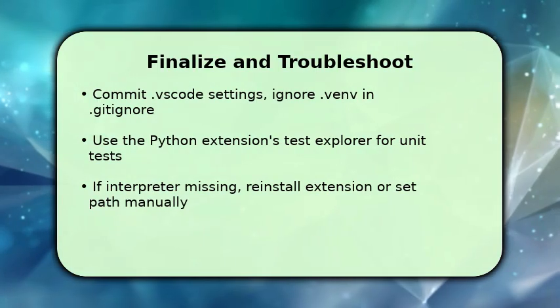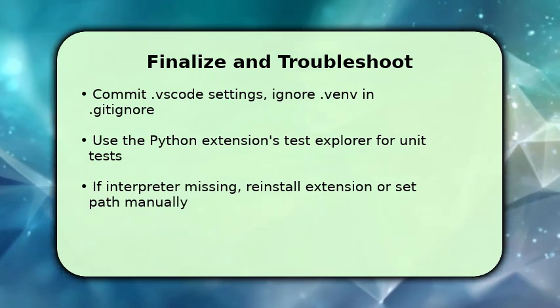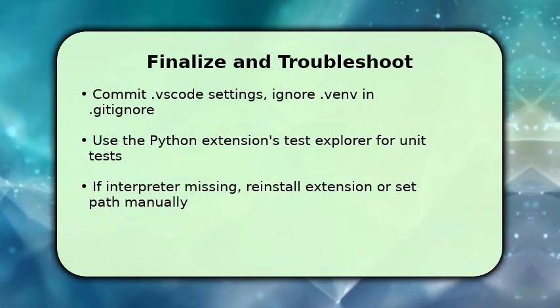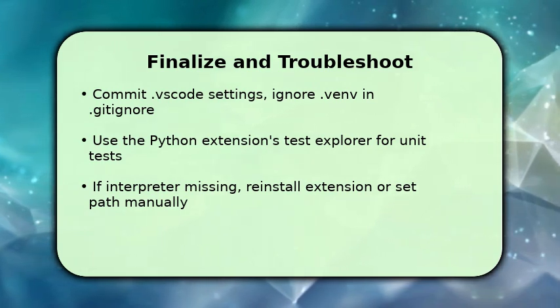You finish by saving workspace settings and adding .venv to .gitignore so repos stay clean, then commit the .vscode configs that help teammates. Wire up the Test Explorer to discover unittest or pytest so tests run from the UI.